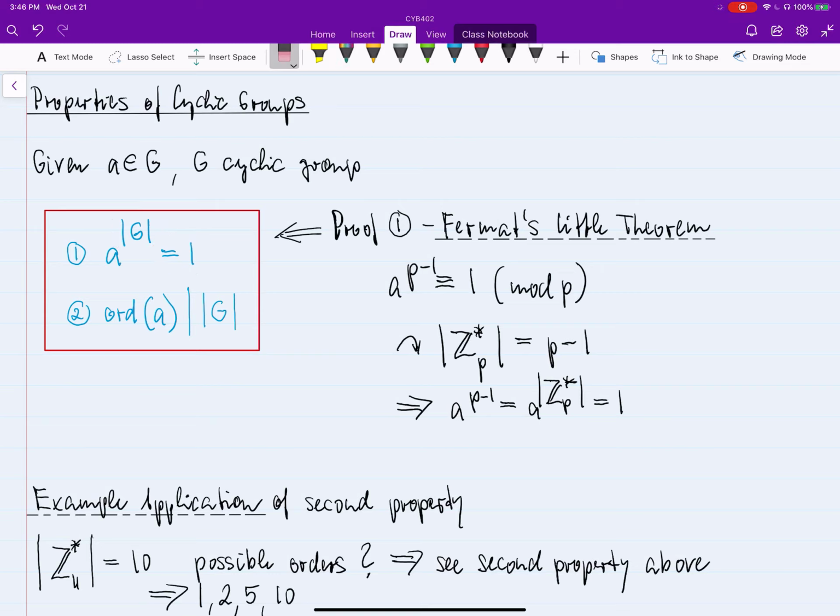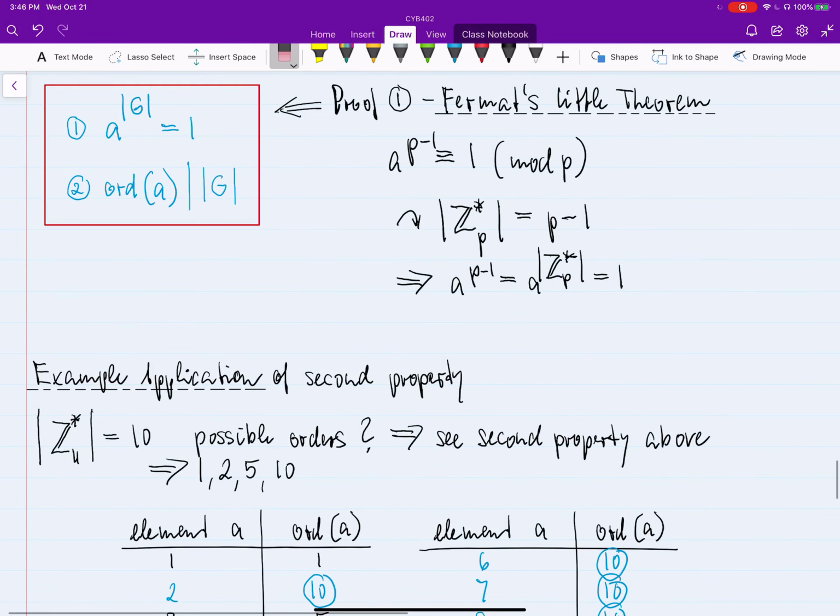It will become clearer when we look into another example, which is Z11 star down here. Why some elements need fewer operations here and still get a 1, but they also get the 1 if they use the order. So this property is really interesting for maximum order elements, actually, which are the generators.